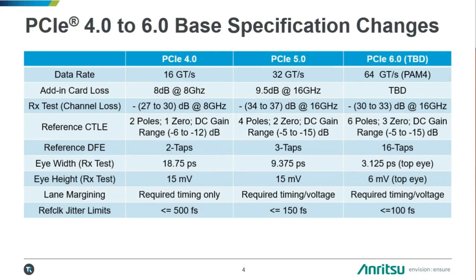To achieve these channel reaches and operate at these data rates, we've had to have cleaner and cleaner reference clocks. So the high frequency jitter limit is interesting to consider between the data rates. We've gone from 500 to 150 to 100 femtoseconds expected for Gen 6. So that's the max high frequency jitter allowed.